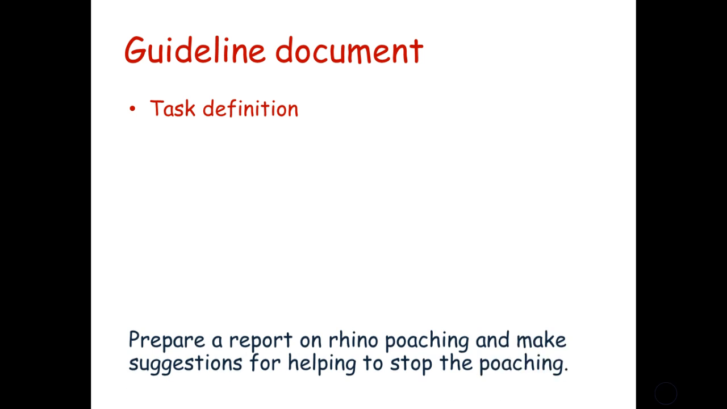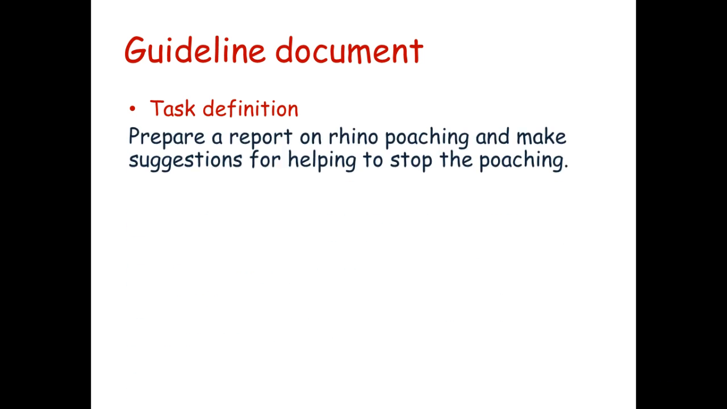The first tool you'll need is a guideline document. After you've found out what the topic is that you're going to do research on, you need to draw up a task definition. The task definition must be a clear statement of what you're going to do. Your task definition will be a little longer than this, as you must say why you're doing the research and how you intend to go about it.